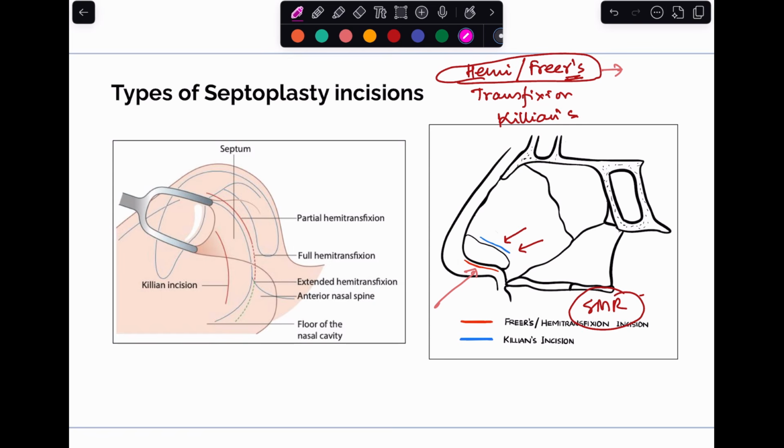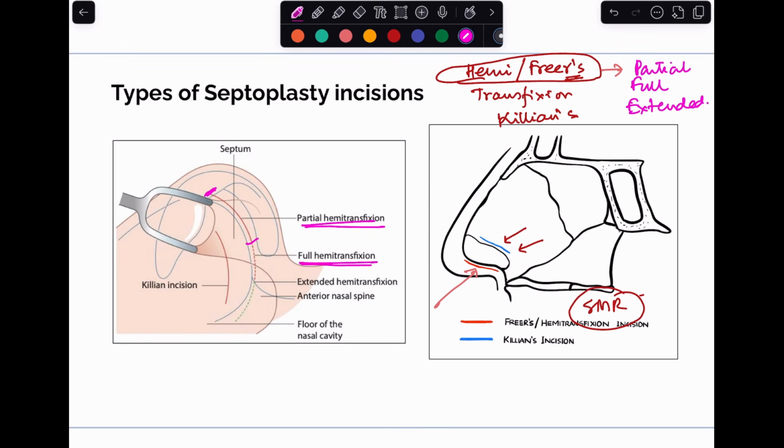The length of the incision will depend on the access that you require. So the hemitransfixion incision can be of three types: a partial one, a full hemitransfixion incision, and an extended hemitransfixion incision. Let's look at the left-sided image over here. This portion is the partial incision. The partial hemitransfixion incision is a limited incision, which is done only when access to the posterior septum is not required. So just this amount of incision is enough.